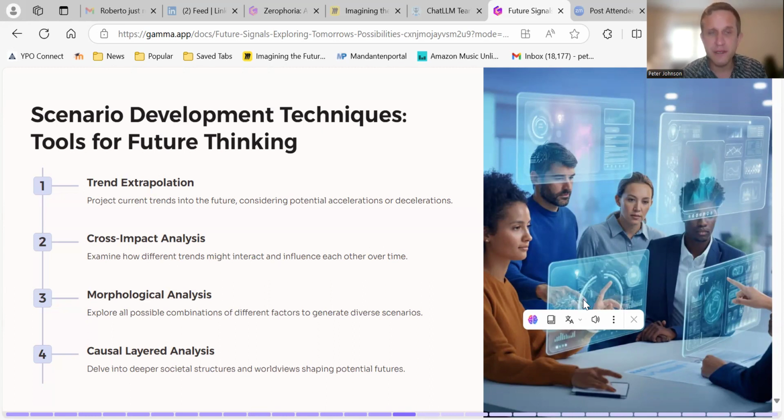And then causal layered analysis, again, looking deeper into societal structures, saying, what's causing this signal? Why is this signal happening? What is the origin of the signal? Are there ways to change the origin of that signal, or to change the path that we're going on based on that signal?